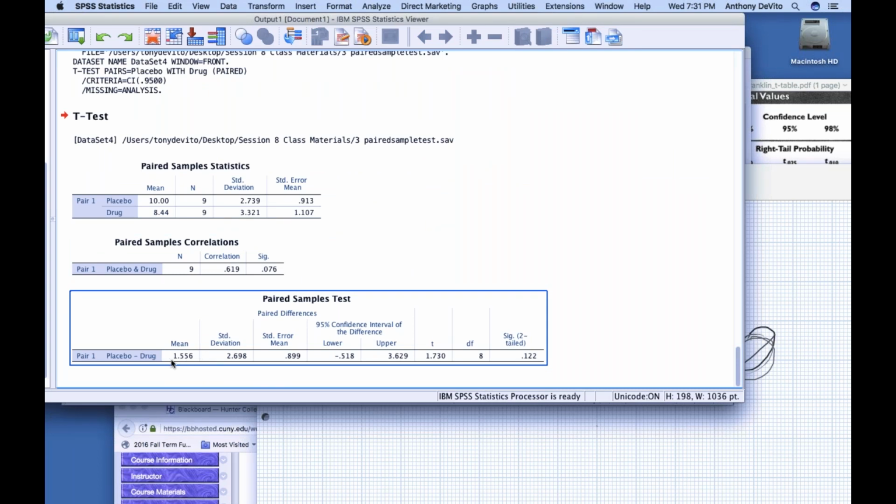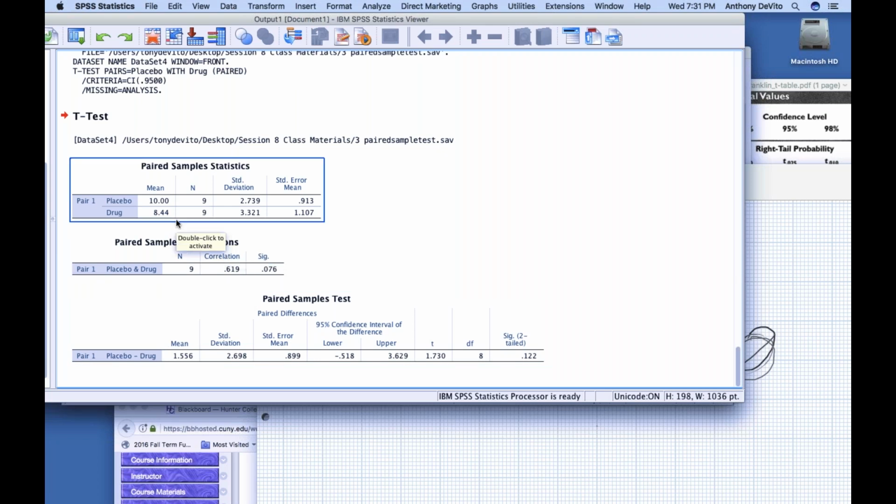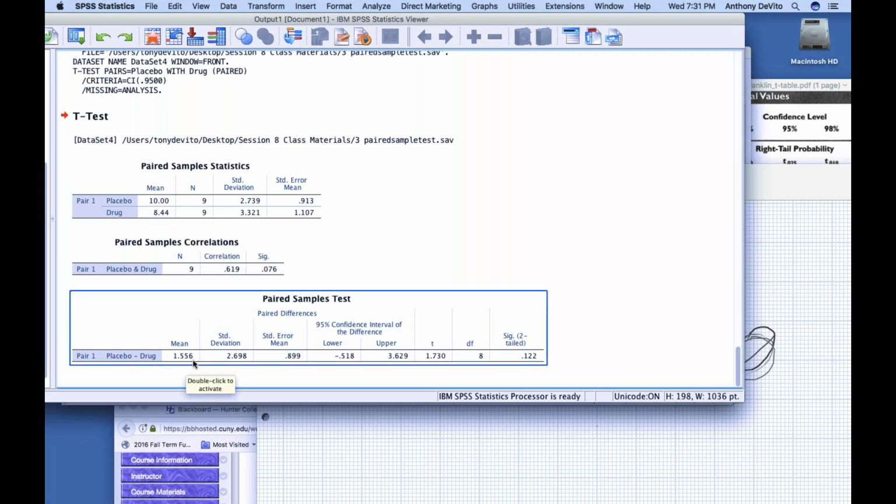We get a mean of 1.556. That means that the average of the differences is 1.556, and we want to see if that's significantly different from 0. The standard deviation is 2.98, standard error is 0.89, and eventually we calculate a t-score. That t-score is 1.73, not too promising. And what's the degrees of freedom? Well, the sample size was 9 people, so the degrees of freedom is 8.